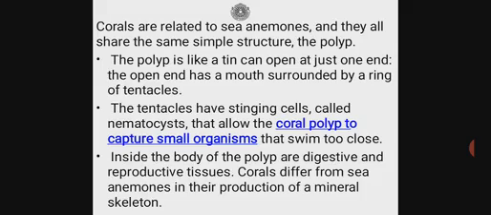Inside the body of the polyp are digestive and reproductive tissues, but no organs, because these coelenterates exhibit a kind of body organization called the tissue grade of body organization. Corals differ from sea anemones in their production of a mineral skeleton.